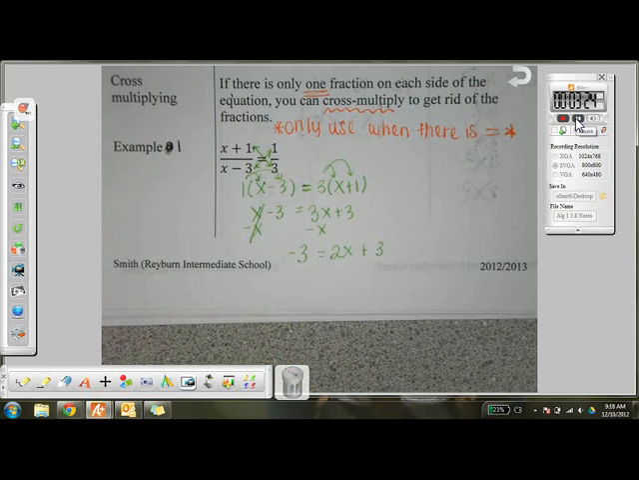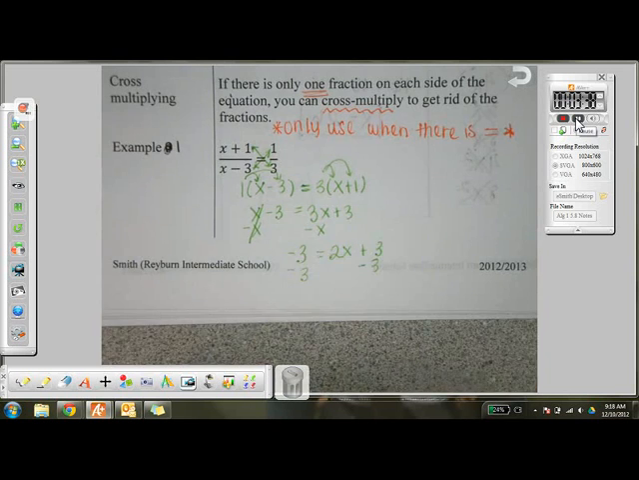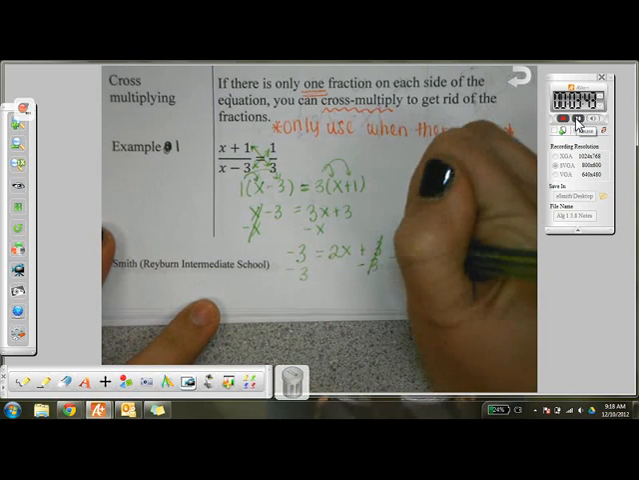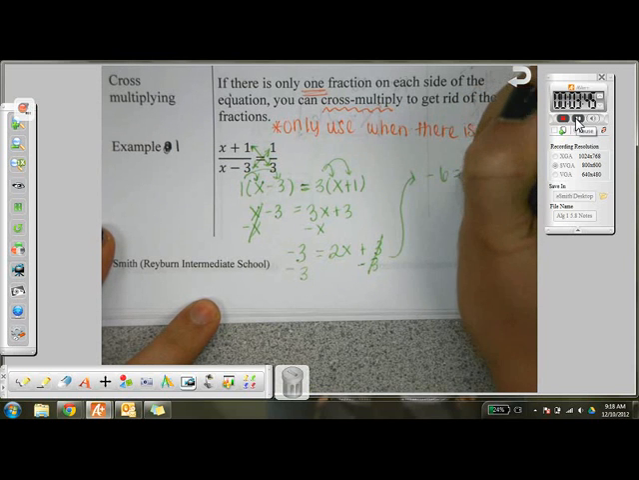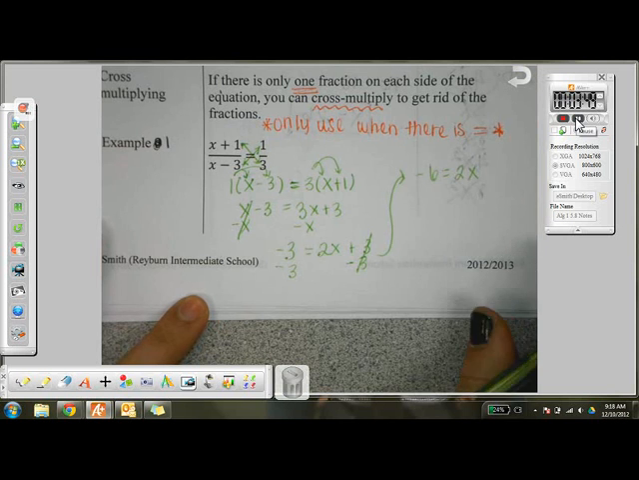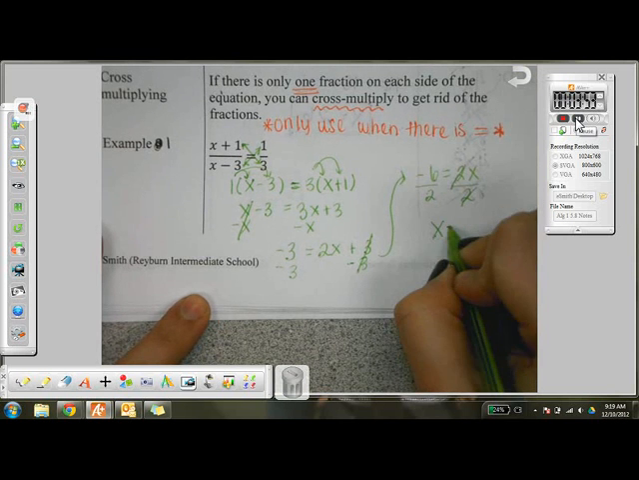Now we have a two-step equation from all the way from the second week of school. What do I want to do next? Subtract 3 from both sides. So we're trying to get all numbers on the other side. That gives me negative 6 equals 2x. How do I solve this? Good, divide by 2. So x equals negative 3.